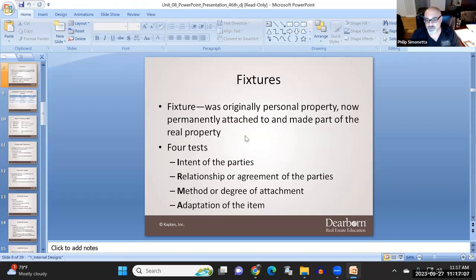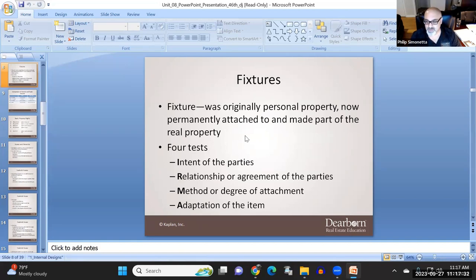So let's look at fixtures. Now you know real property versus personal property, right? So now you have fixtures. A fixture was originally a personal property, now permanently attached to be made part of the real property. And there's four tests to what a fixture is in court. This is what they'll look at. What is the intent of the parties about that item?